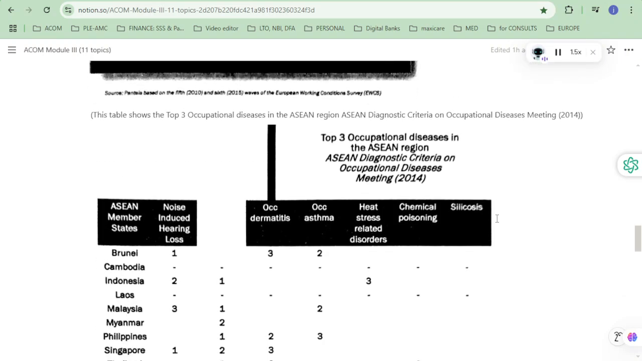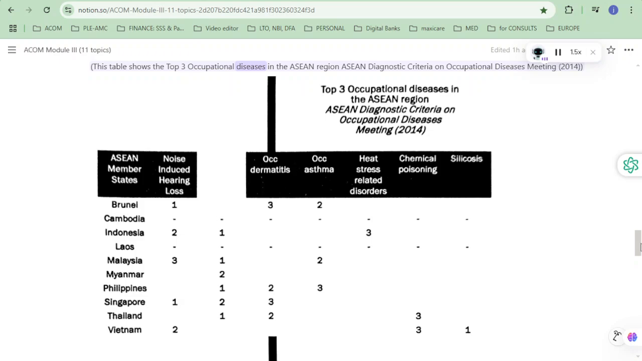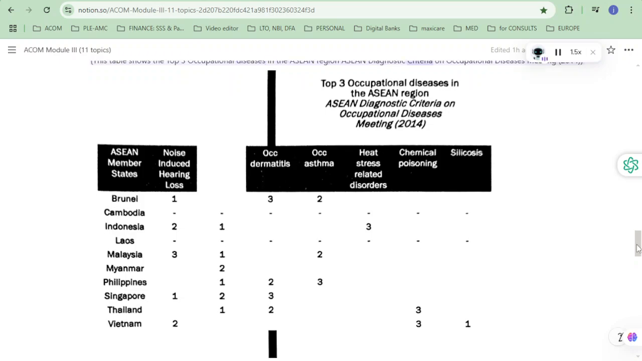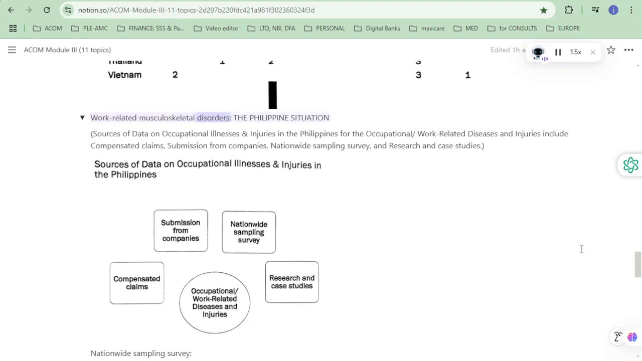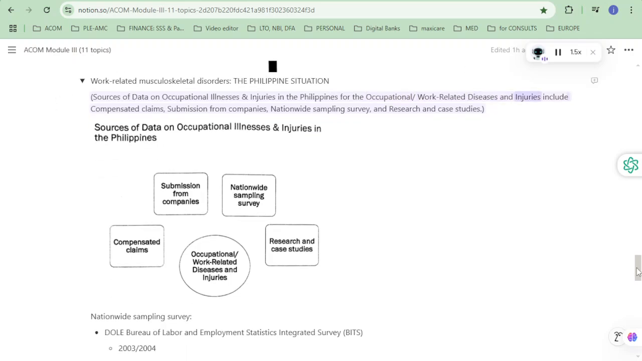Alt text: This table shows the top 3 occupational diseases in the ASEAN region. ASEAN Diagnostic Criteria on Occupational Diseases Meeting, 2014. Alt text: Work-related musculoskeletal disorders, the Philippines situation. Sources of data on occupational illnesses and injuries in the Philippines for occupational or work-related diseases and injuries include compensated claims, submissions from companies, nationwide sampling surveys, and research and case studies.